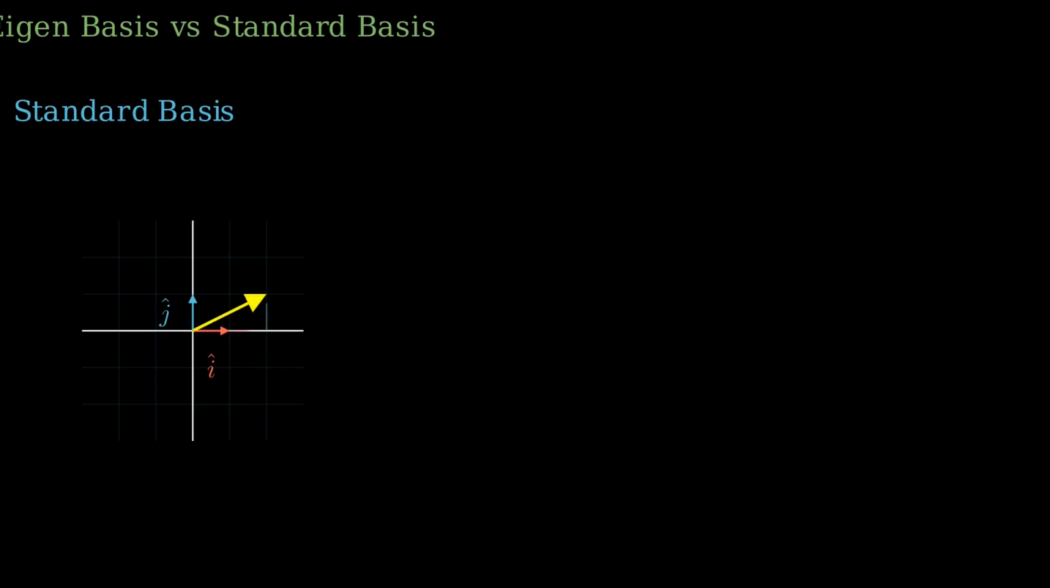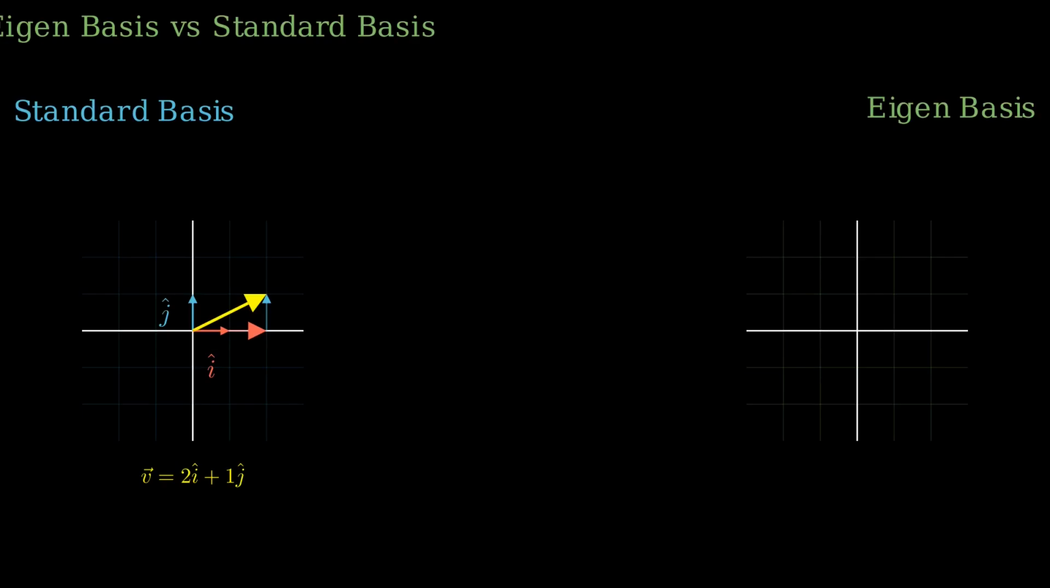Any vector in this space can be expressed as a combination of these basis vectors. For example, this yellow vector equals 2 times i hat plus 1 times j hat. We can see it broken down into its horizontal and vertical components. Now, on the right side, we have the eigenbasis. This basis is formed by the eigenvectors of our transformation.